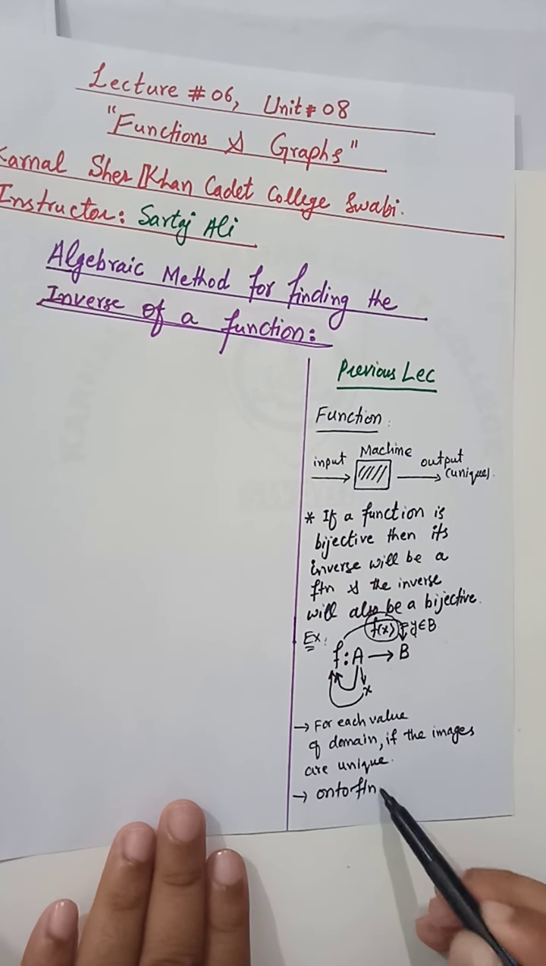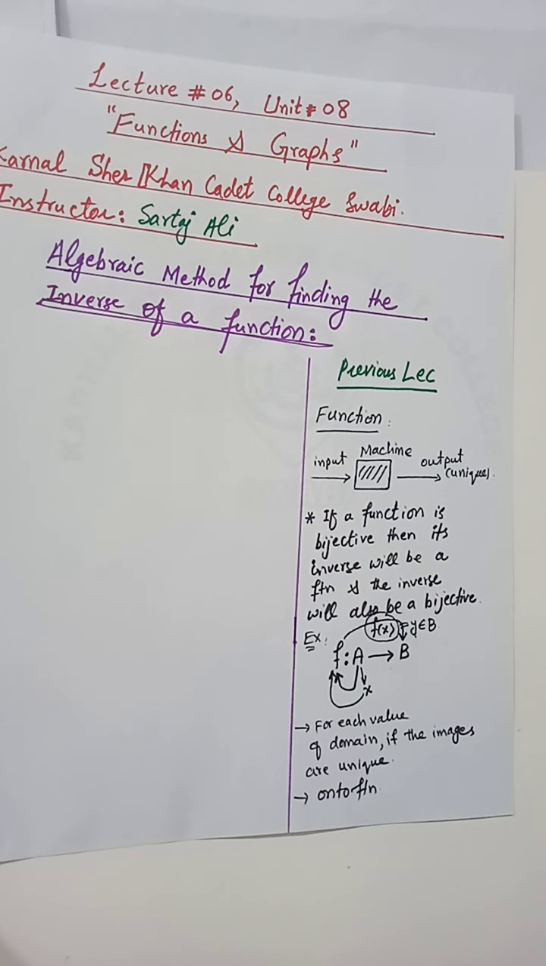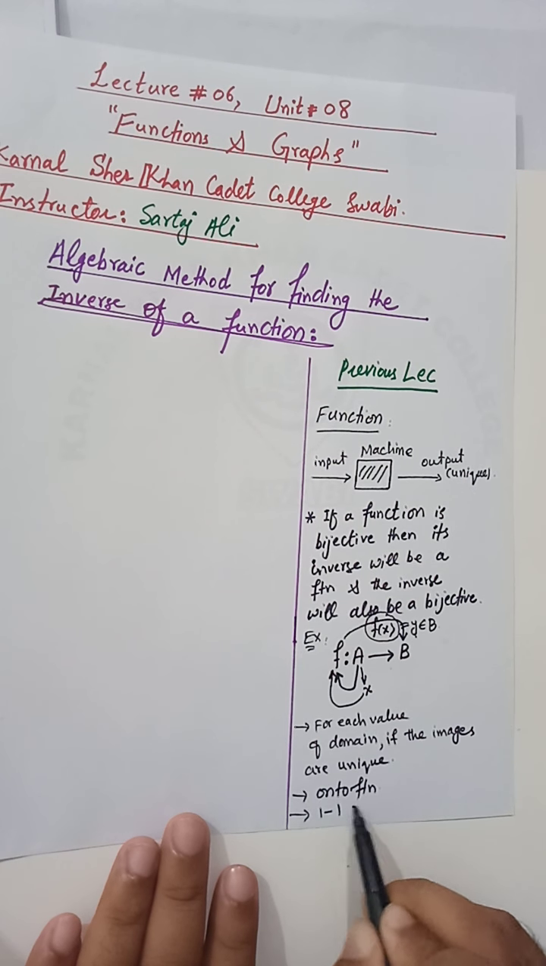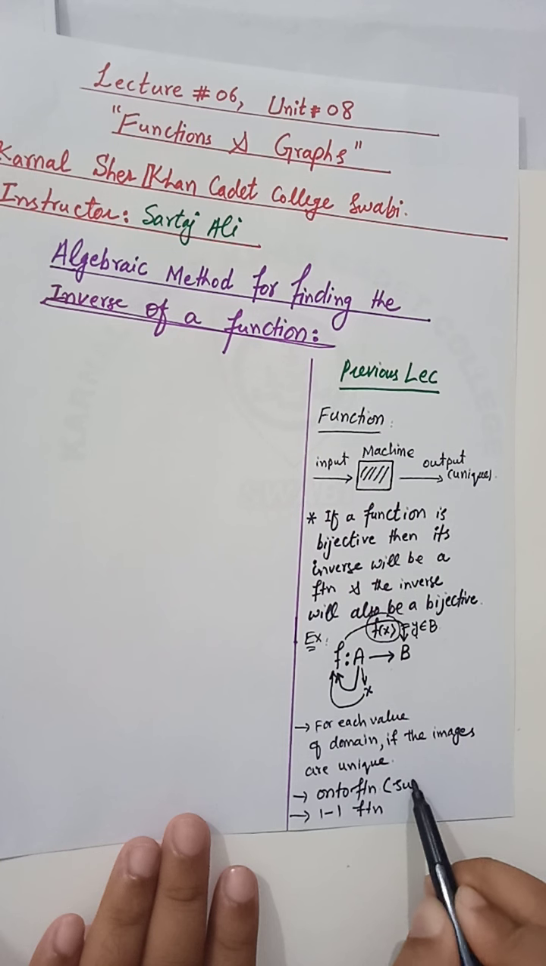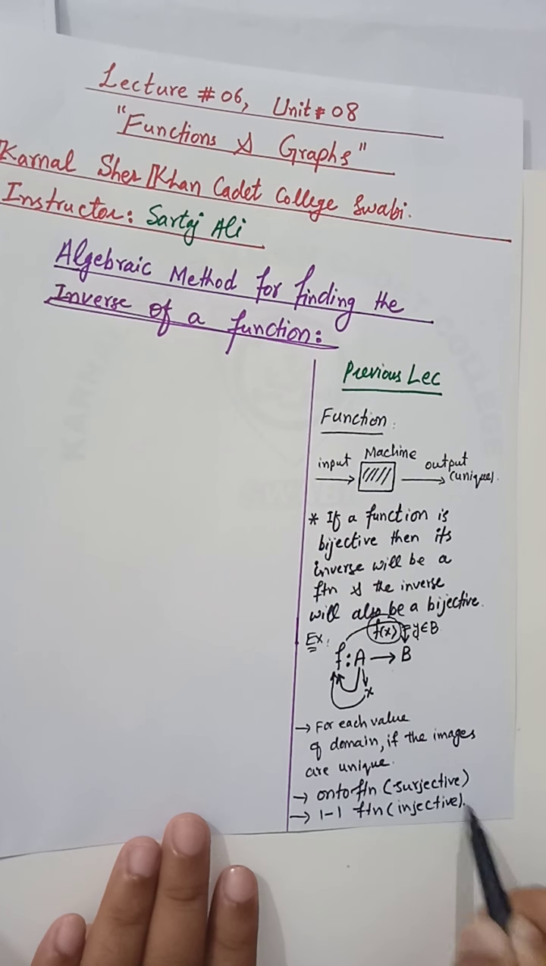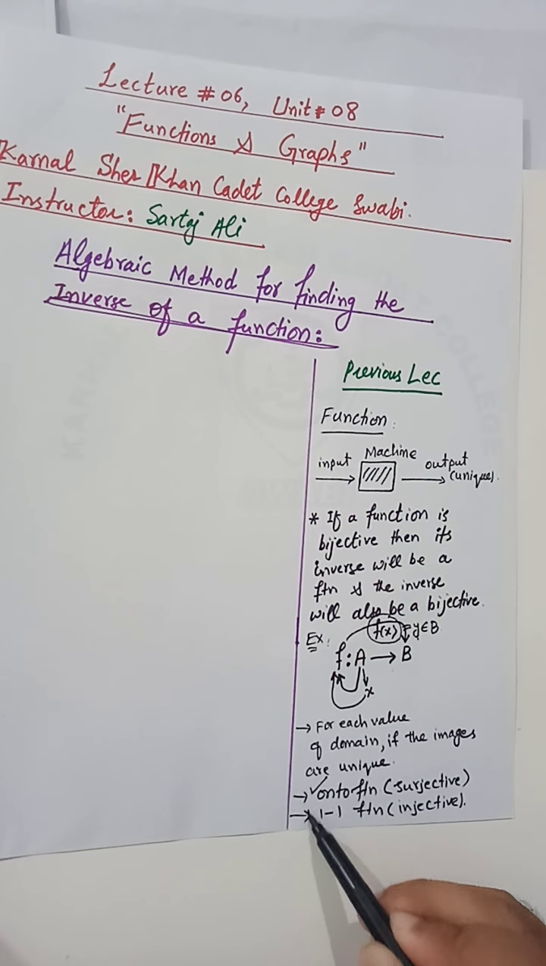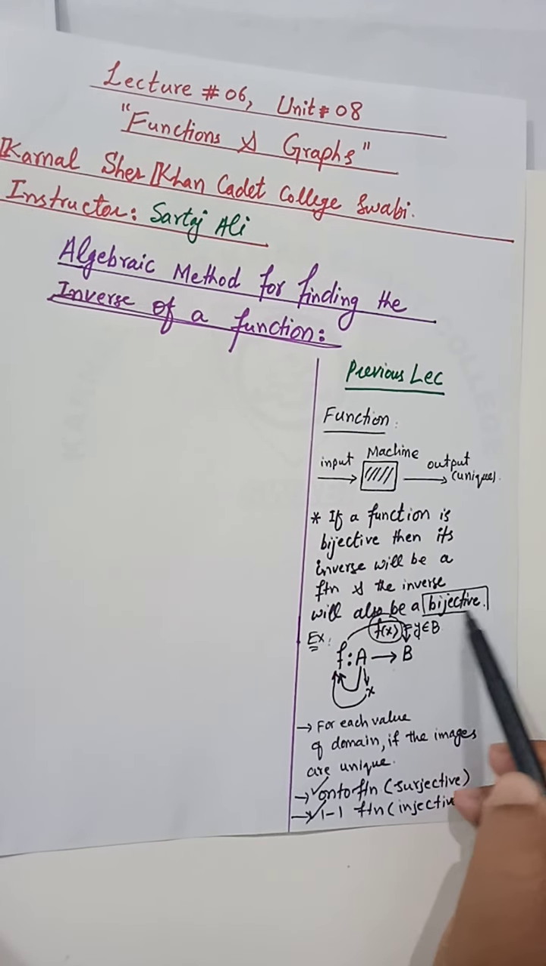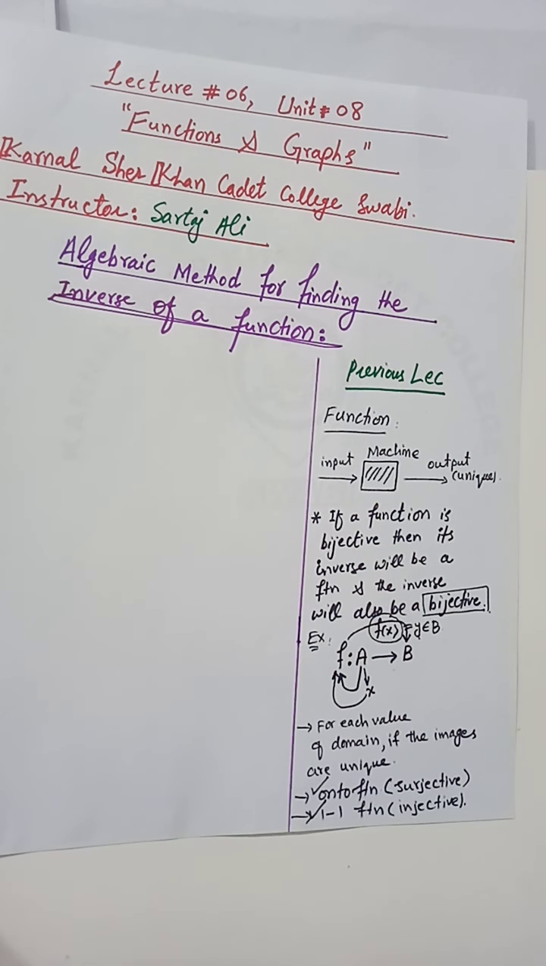And whenever for each range value, meaning for each image of the input, you have a unique pre-image, if the pre-images are also unique, then such type of functions are called one-one functions. This onto function is called a surjective function, and this one-one function is called an injective function. So if a function is onto as well as one-one, such type of function is called bijective. And remember, the inverse of a bijective function must be a function, and that inverse function is also bijective, meaning that inverse function will also be one-one and onto.